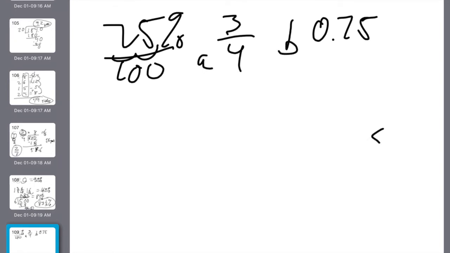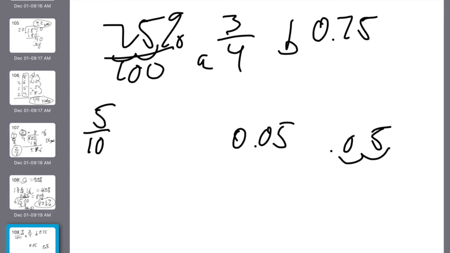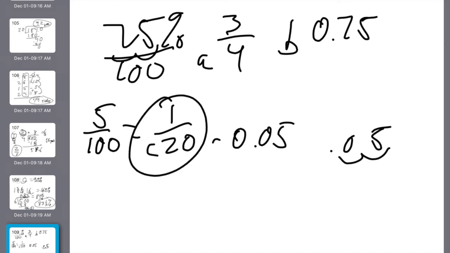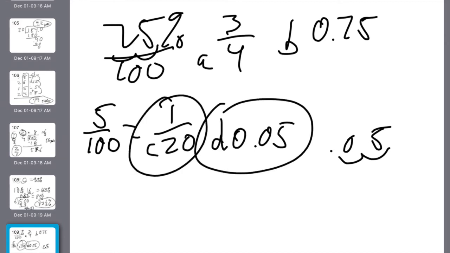The next one is 5%. Left twice is 0.05. Said correctly is 5/100. Divide by 5 is 1, divide by 5 is 20. So this would have been C, this would have been D. A, B. Okay, practicing those tables.